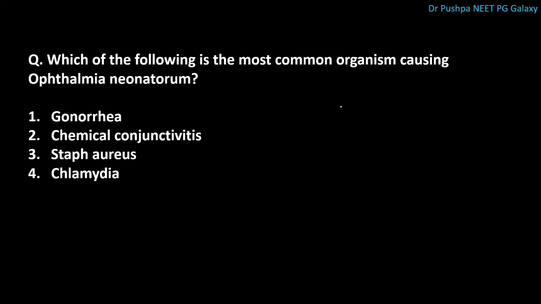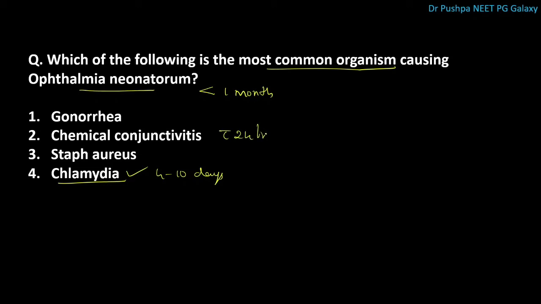Next question is, which of the following is the most common organism causing ophthalmia neonatorum? The correct answer is chlamydia. This ophthalmia neonatorum is usually seen in less than 1 month of baby. Chlamydia infection most commonly seen in 4 to 10 days. Chemical conjunctivitis is usually seen within 24 hours.